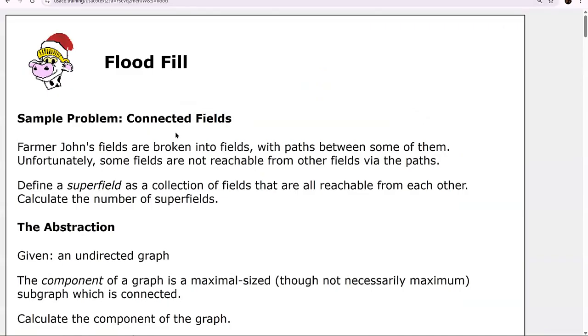Okay, so it is a connected fields problem. Farmer John's farm is broken into fields with paths between some of them. Unfortunately, some fields are not reachable from other fields via paths. So if you are reachable from one neighboring node, we mark the number of the field. So define a super field as a collection of fields that are all reachable from each other. So this is a connected component problem. So you have a field, this one is reachable to these neighbors, and you mark this neighbor that you can fill it.